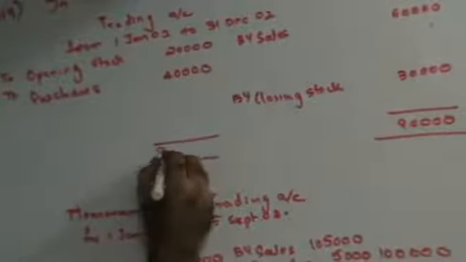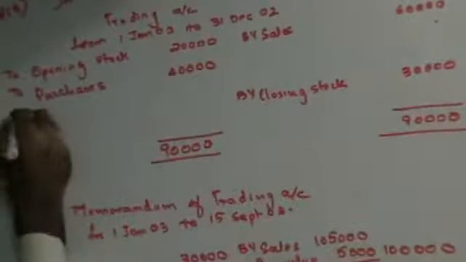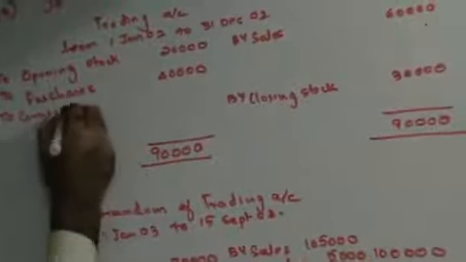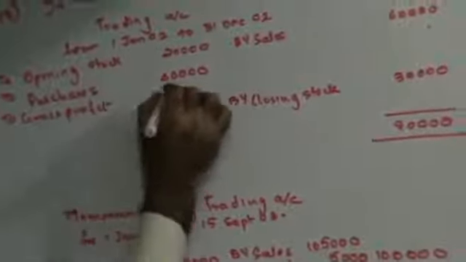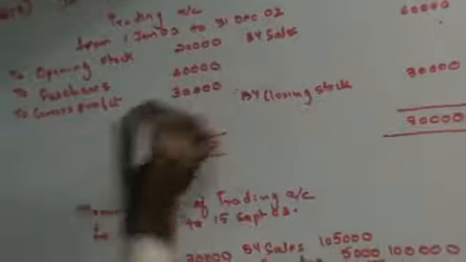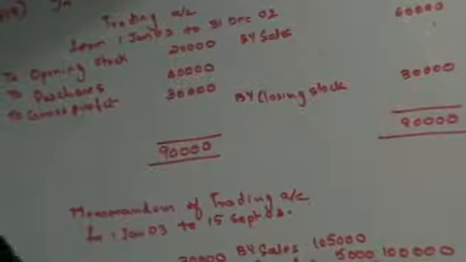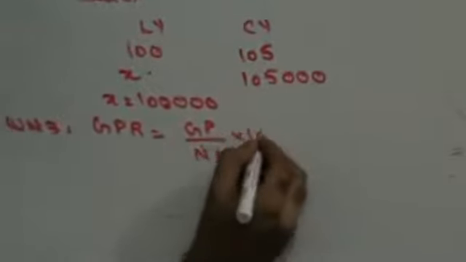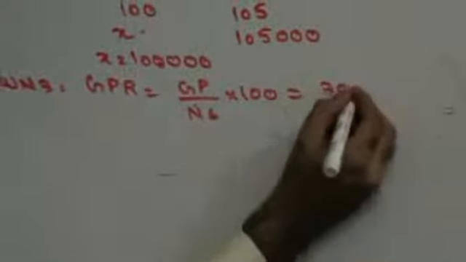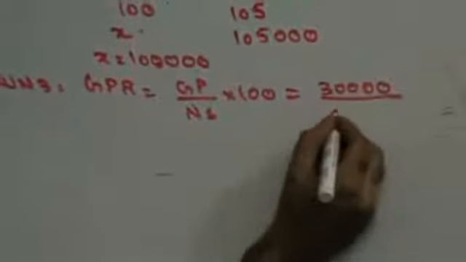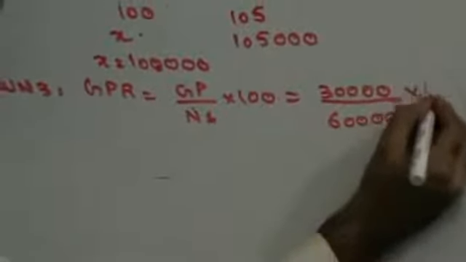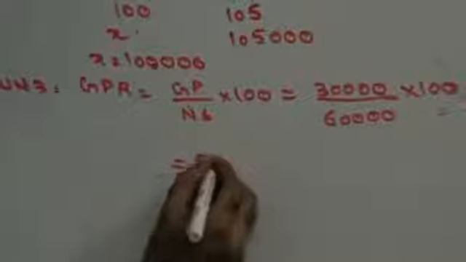This is going to be 90,000, less 60,000. So 30,000 is going to be my gross profit. Once I have my gross profit, then I can find out my gross profit ratio. Gross profit ratio is gross profit upon net sales into 100. Gross profit you just found out is 30,000. Net sales is 60,000 into 100, which works out to be 50%.